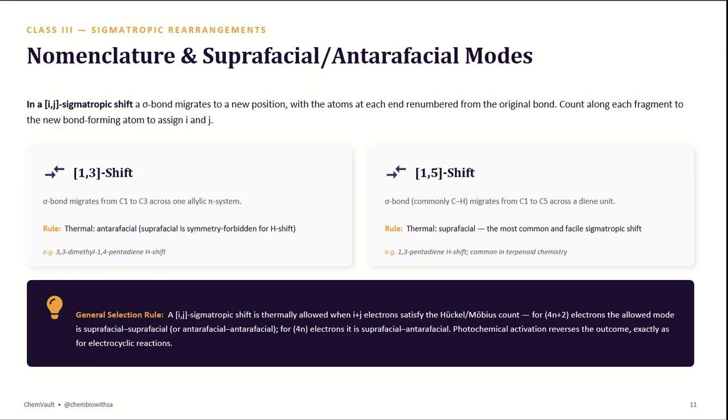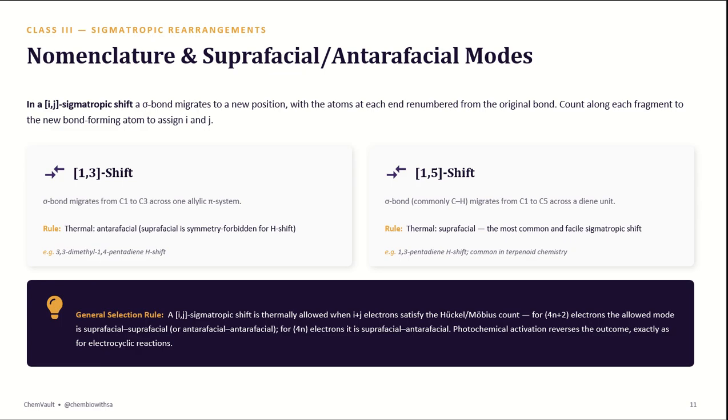In a 1,5 shift, the sigma bond, very often a CH bond, migrates from carbon 1 to carbon 5 across a diene unit, and this one is thermally suprafacial, making it by far the most common and facile sigmatropic shift you'll encounter, especially in terpenoid chemistry.